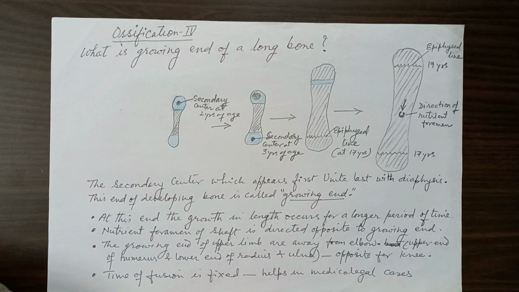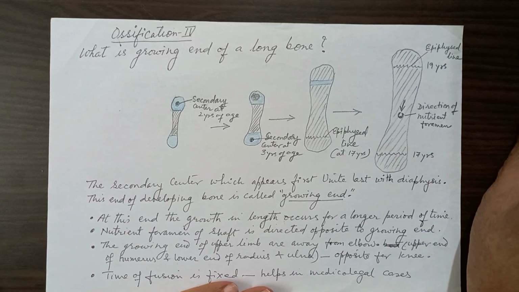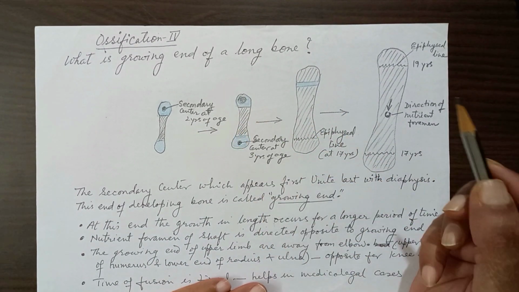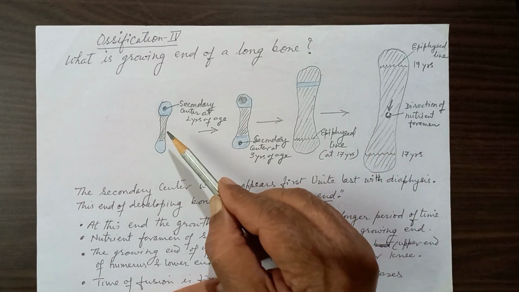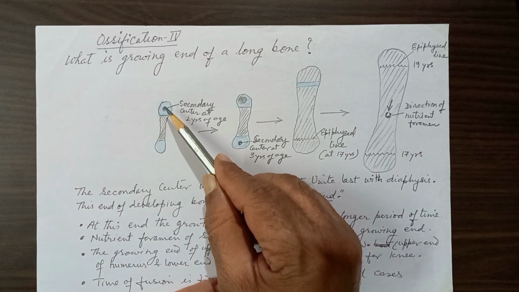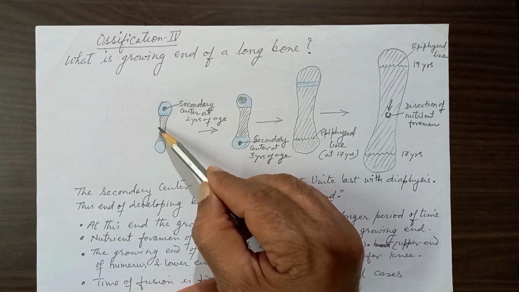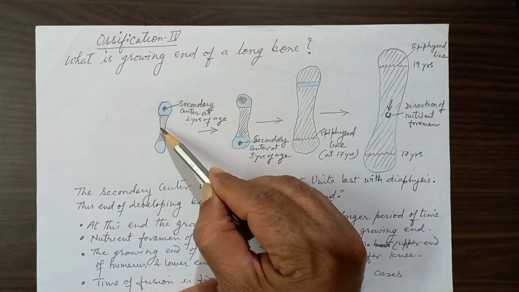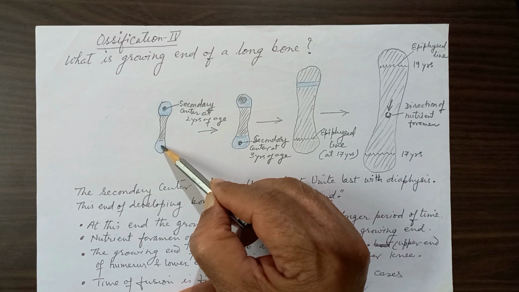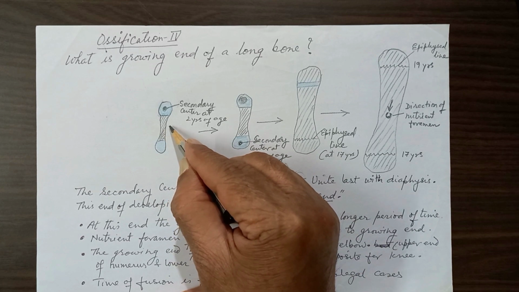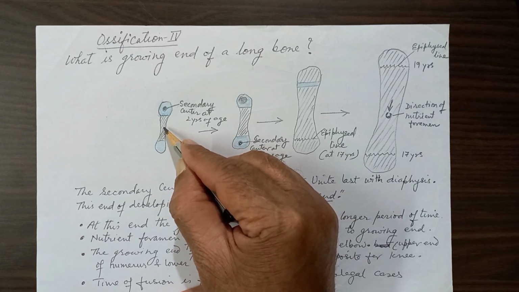This is the fourth video on ossification, and this deals with the growing end of a long bone. You will soon understand what the growing end of a long bone means. Just see again here. This is a cartilaginous model which has partly been replaced by bone. The bone which has formed in this cartilaginous model of a long bone is the diaphysis. So the diaphysis has developed from the primary center.